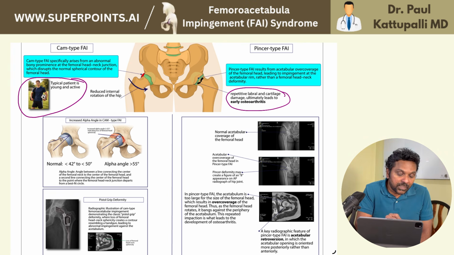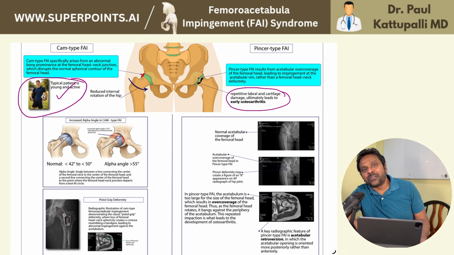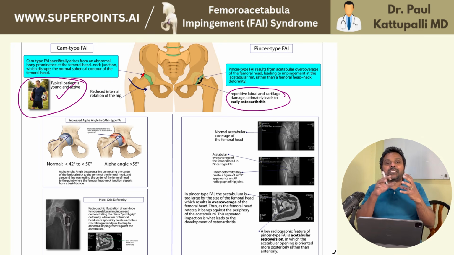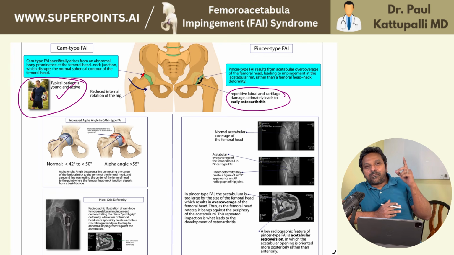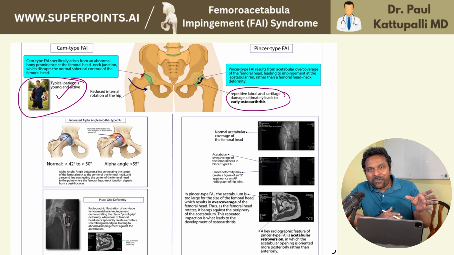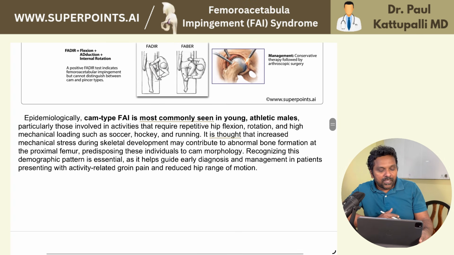This patient is a young and active patient. Because of this structural deformity, he is having a lot of groin pain. When you see this question, do not think, oh, hip pain, this must be an older guy, an older woman. Yes, osteoarthritis happens in older women most commonly. Don't fall into that trap. All right, this is a young people's disorder.